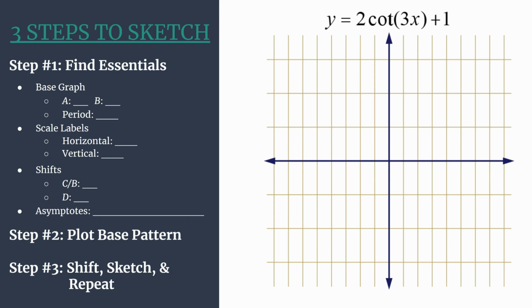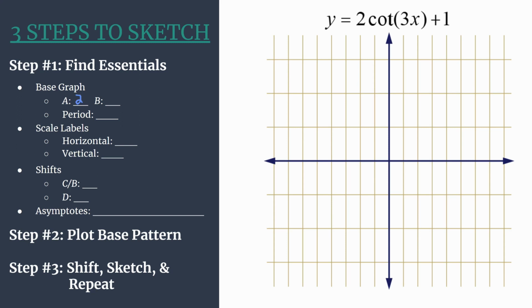the leading coefficient, or the number you see in front of the cotangent function, so that's 2. So we'll record that. That's going to help us set our curve shaping points for the cotangent curve when we plot the base pattern in the next step. So it's kind of showing you how vertically stretched out your cotangent curve will be for this graph.